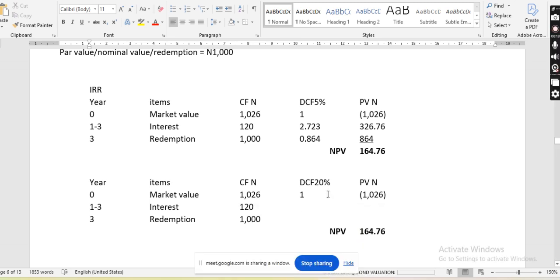Class, figure for 20%. What do you have? Quickly. 2.106. 2.106. Please, you can confirm this figure immediately after the class, right? So what do you have here? 0.579. 0.579. Right, so final figure PV 252.72. 252.72. Next, 579.